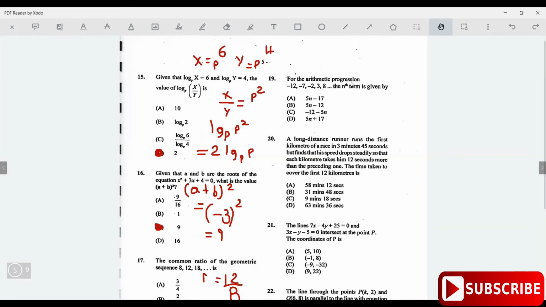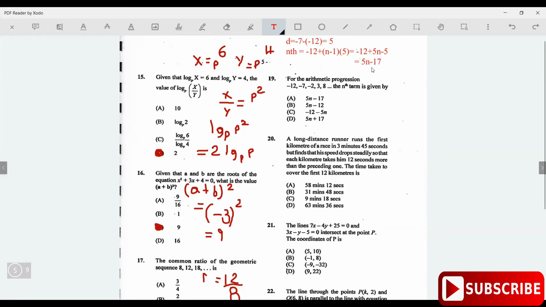For the arithmetic progression, what is the nth term? So first thing we notice is that the common difference D is -7 minus -12, that looks like +5. Since the common difference is +5, then the nth term is equal to the first term -12 plus n minus 1 times D, n minus 1 times 5. And so that works out to be -12 plus 5n minus 5, which looks like 5n minus 17.